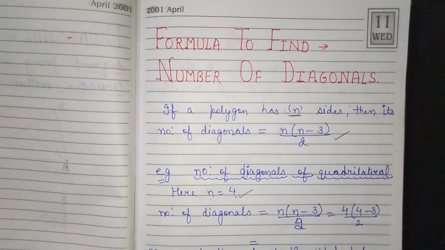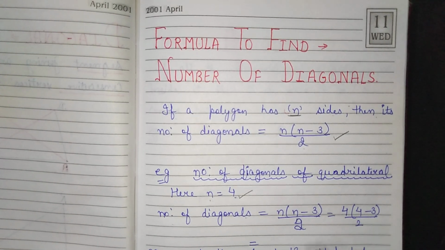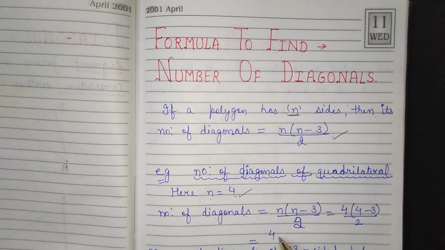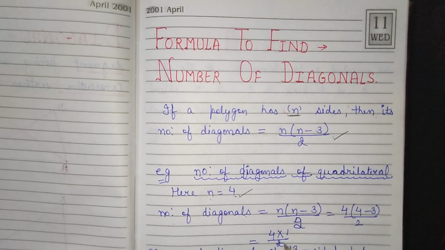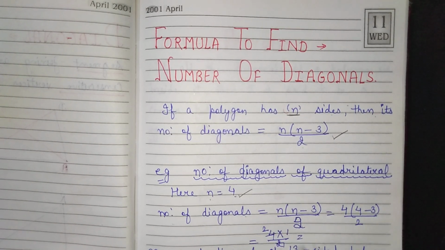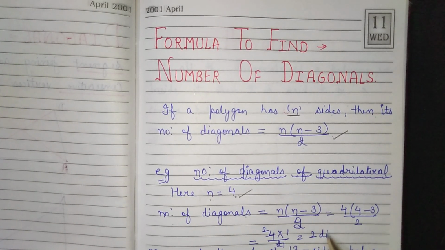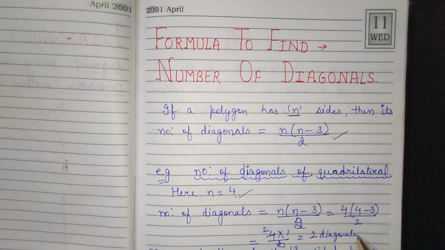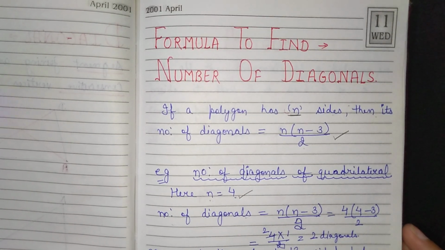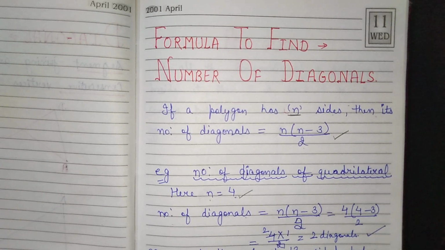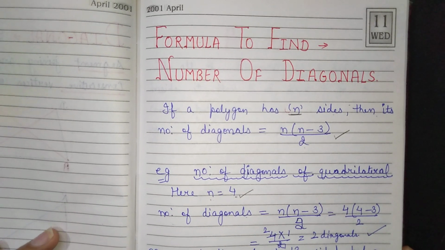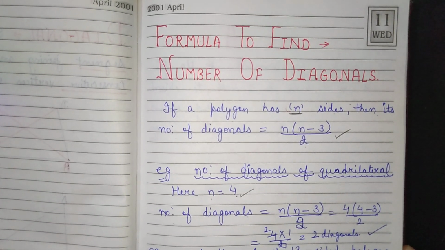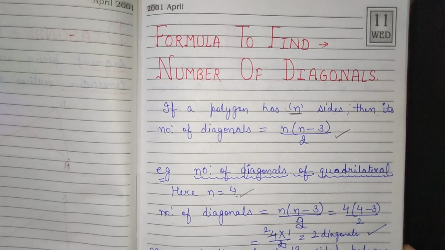See, I will suggest you always solve the bracket first. It will become 4 into 4 minus 3 is 1 over 2. 2 ones are 2, 2 twos are 4. Means how many diagonals are there? 2 diagonals. And we have checked by drawing the diagram also. There were 2 diagonals. Means this is correct. Now coming to the main question, when somebody was asking you how many diagonals are there in a 13-sided polygon.